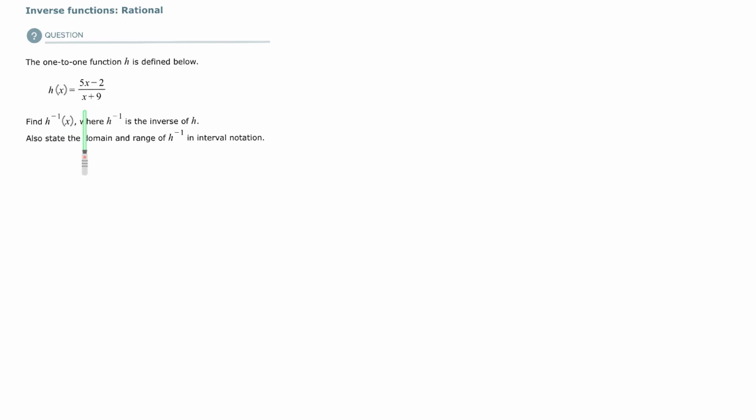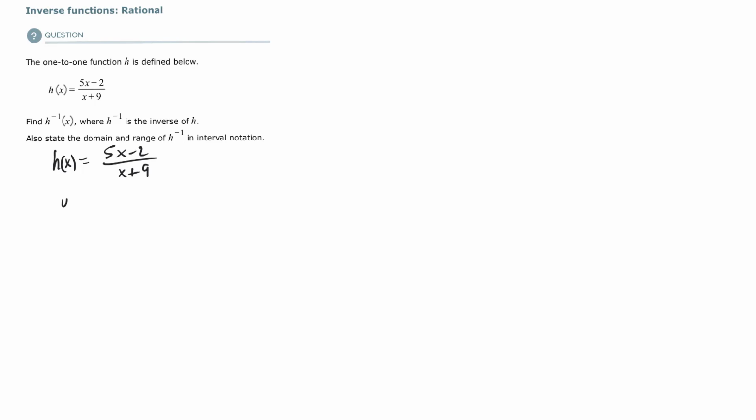Here's a one-to-one function. Remember that inverse functions exist for one-to-one functions. H of x is equal to 5x minus 2 over x plus 9. We're going to find the inverse of h of x. State the domain and range in interval notation. I'm going to first recopy the problem. H of x is equal to 5x minus 2 over x plus 9.